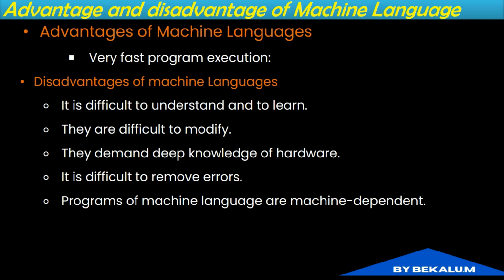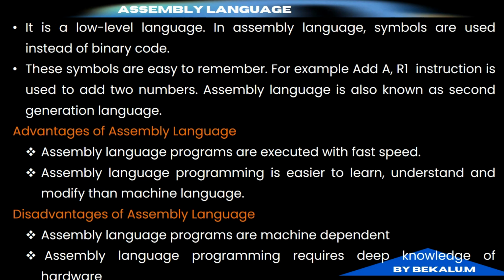The disadvantage: it's difficult to understand and to learn because every instruction is written in terms of zeros and ones. We're going to use a contiguous set of zeros and ones that makes it somewhat cumbersome to understand and learn. They are difficult to modify because a single bit flip is going to change the meaning. So it's difficult to trace the error in the contiguous set of zeros and ones. It's difficult to remove errors, and programs written in machine language are machine dependent.